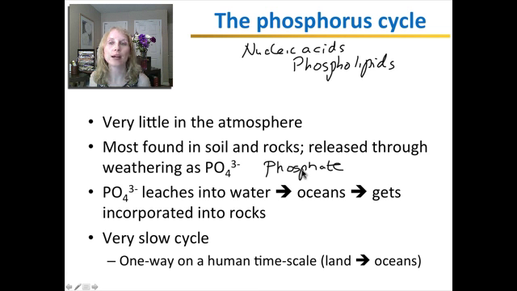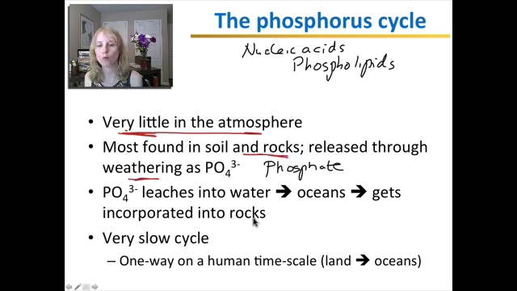Now, the cycle is very, very slow. On a human time scale, it's basically one way, going from land and oceans. Within your lifetime, you would not be able to witness the entire cycle. So the most important parts for you to remember is very little phosphorus in the atmosphere, most found in soil and rocks, being released in weathering, and that it's a slow cycle. The other part to remember is partially because it's such a slow cycle, it tends to be a limiting factor for plant growth. So if plants are not growing well in, say, particular soil, most often it's because there isn't enough phosphorus in there.